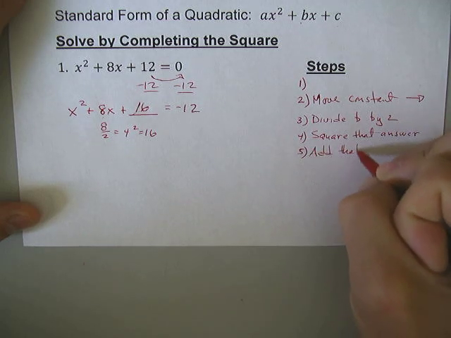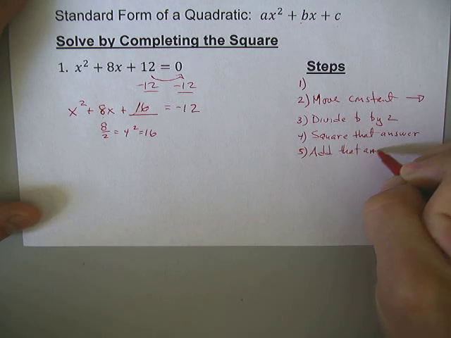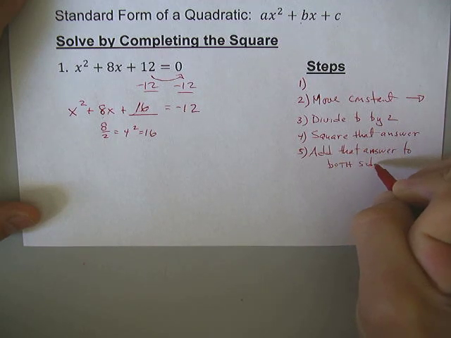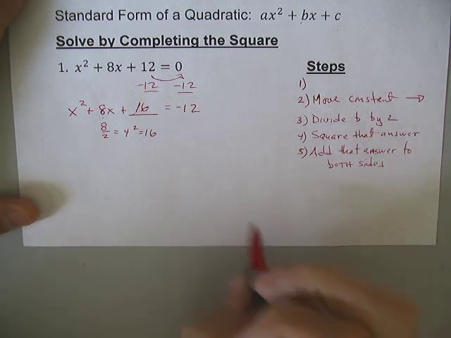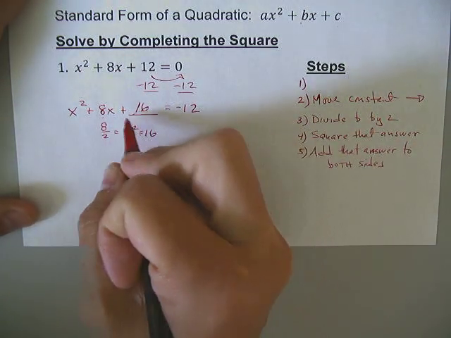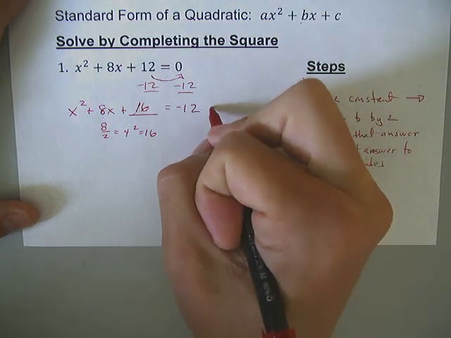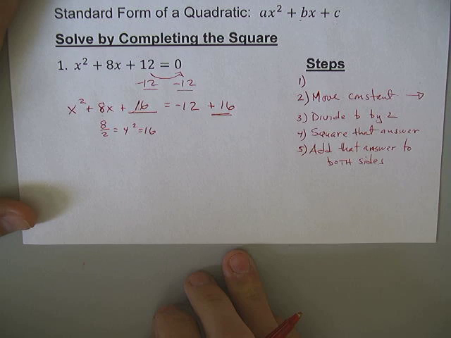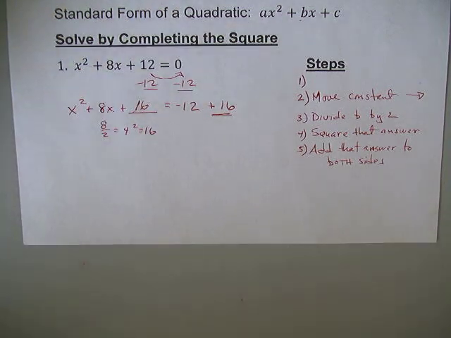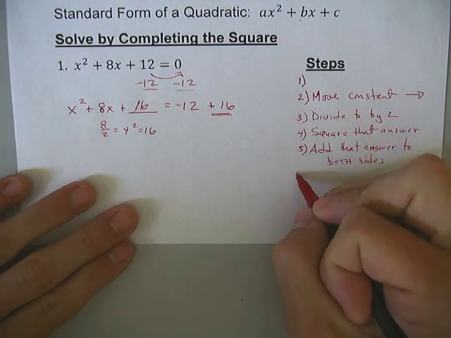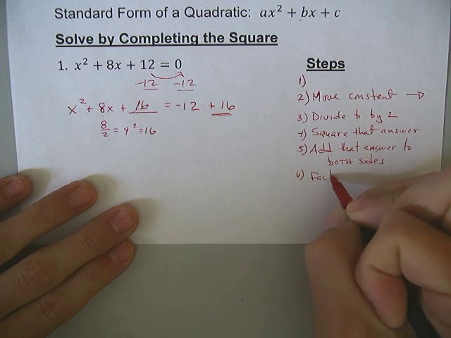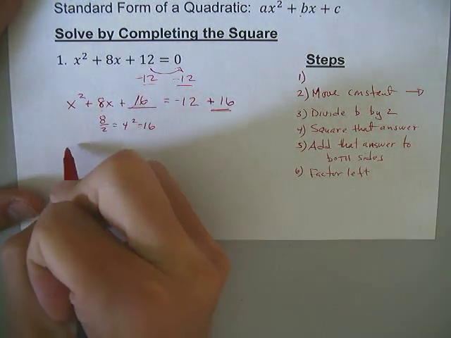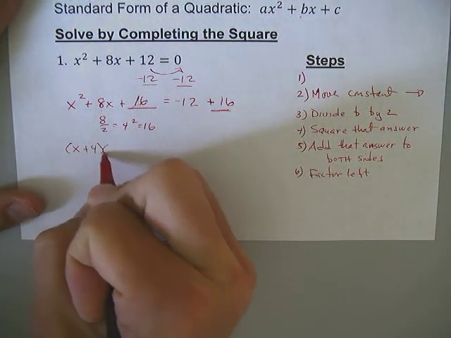Okay? Which leads us to the 5th step, and that is you have to add that answer to both sides. Now, why do we have to add it to both sides? Well, we have to add it to both sides to keep the equation balanced. So we can't just add 16 to one side and not the other. So we also have to add it over here. Okay, so done that. So what's the next step? The next step is we're going to factor to the left.